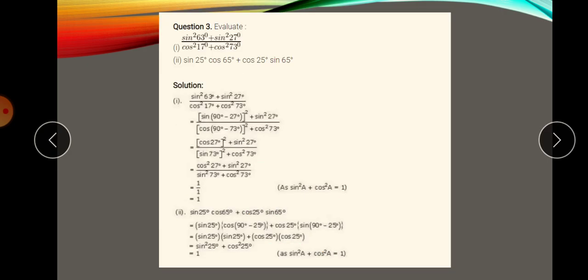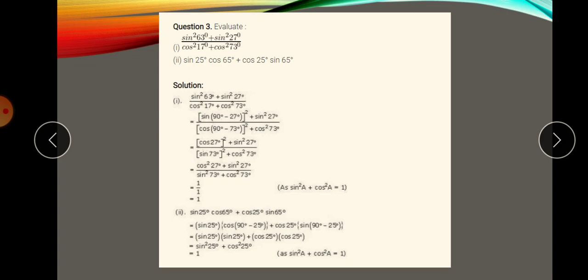Let me see the third sum. The third sum is very important: sin square 63 degree plus sin square 27 degree by cos square 17 degree plus cos square 73 degree. Sin square 63 degree plus sin square 27 degree means, what is 63 degree? Here how can we write? In the third exercise we learned 63 degree is 90 minus 27. So sin of 90 minus 27 is cos 27.